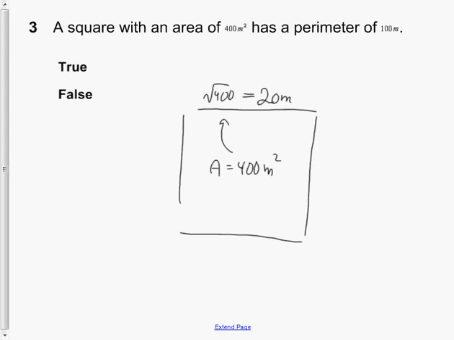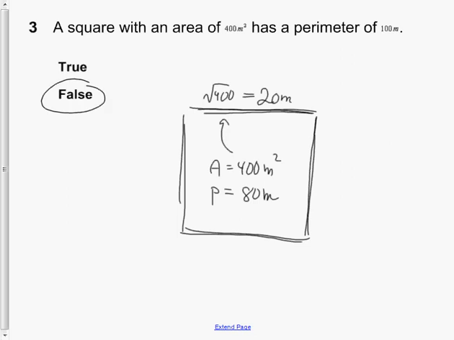Okay, but we're not done yet. Now that we know that the side length of this square is 20 meters, the perimeter would be all four sides added together, and 20 plus 20 plus 20 plus 20 would mean this has a perimeter of 80 meters, not 100 meters. So the answer is false, and that's why.